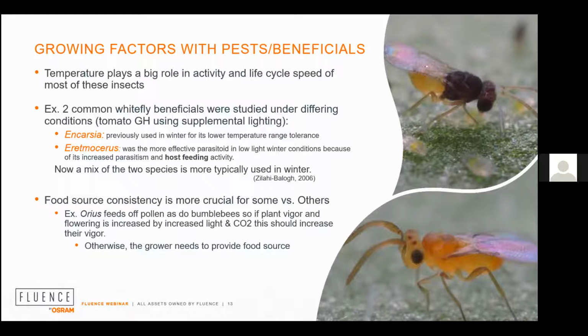Also very good to note that food source consistency is more crucial for some beneficials versus others. Aureus is a great example of this because it feeds on pollen, as do your bumblebees. If plant vigor and flowering is increased by, say, increased light or CO2 or both, this should increase their vigor overall as well. If you don't have that, you need to provide the food source for your beneficials and your pollinators so that they'll be able to function at a more efficient level, especially throughout these low food source time periods.